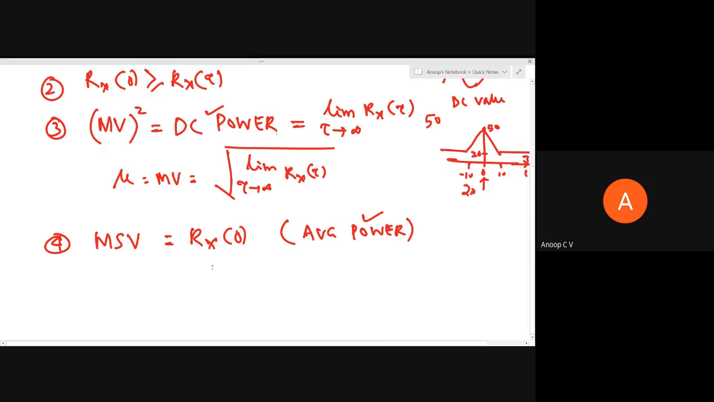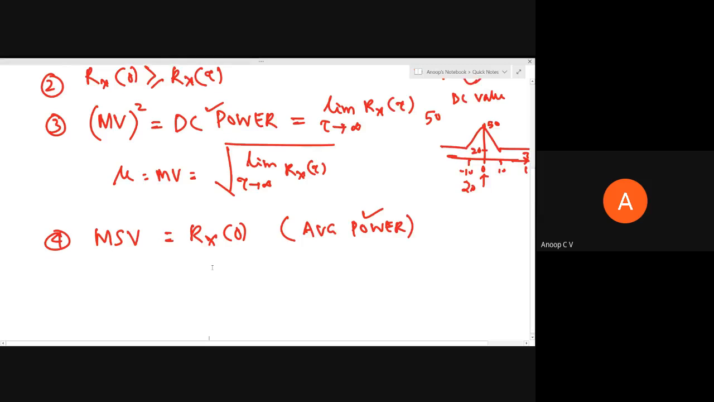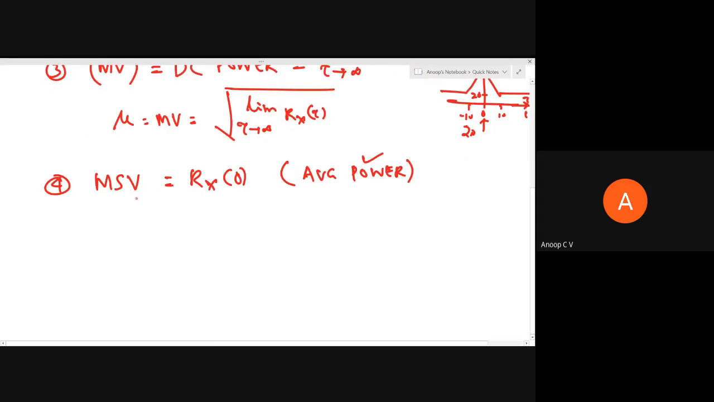And one more result, which is not actually a property, is the variance, sigma x square. We already have this result: variance will be the mean square value minus the mean value square. So these are the properties of the autocorrelation function.